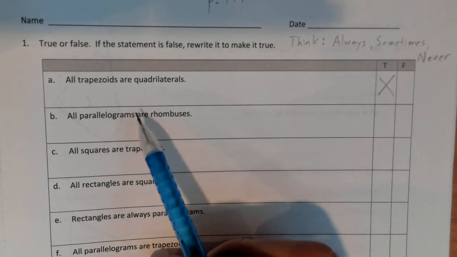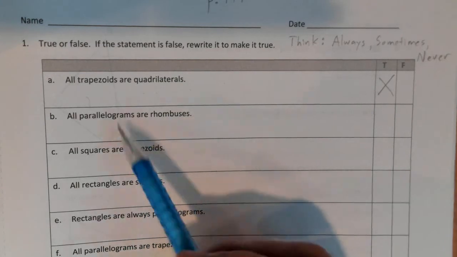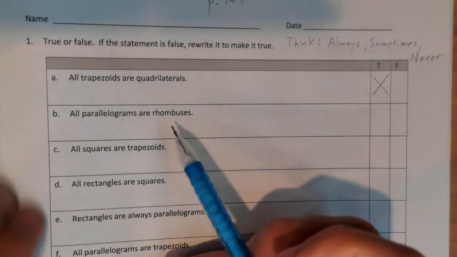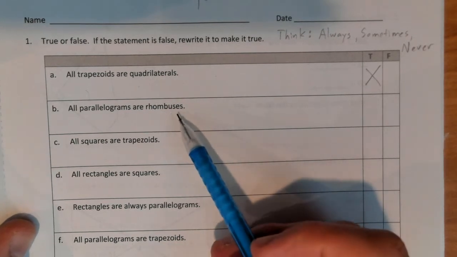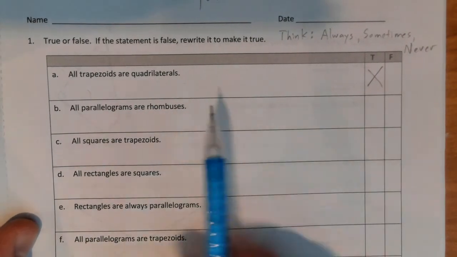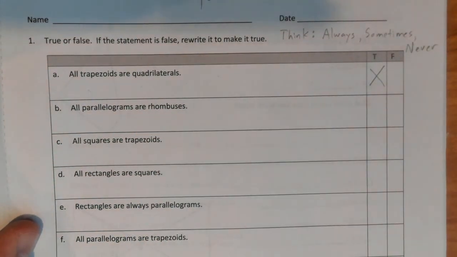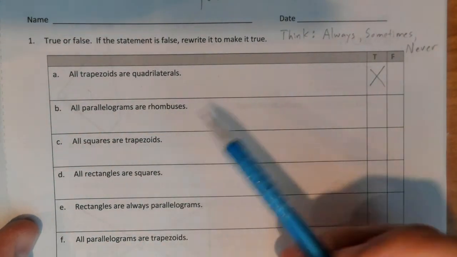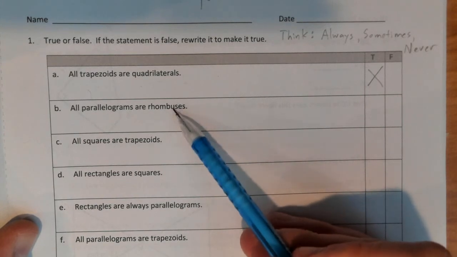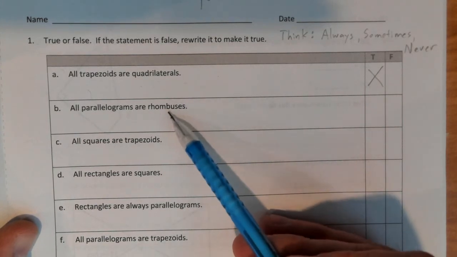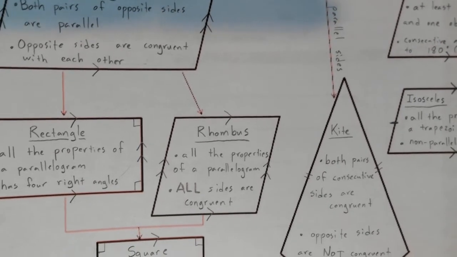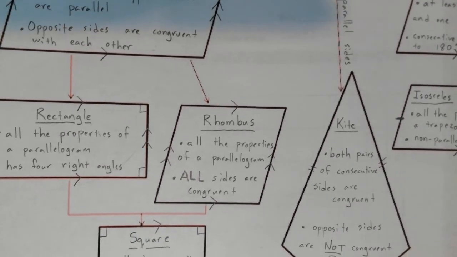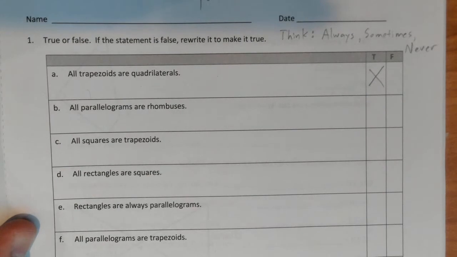Let's try that again for letter B. All parallelograms are rhombuses. Well, I'm going to start with the second one. I'm going to think for a rhombus. There's lots of stuff for rhombuses. It has to have 4 sides, 2 pairs of parallels, all that good stuff. But really the key with a rhombus is that all the sides are congruent. If you look at your notes, it says it has all of the properties of a parallelogram. But that one extra piece is the key. All the sides are congruent.